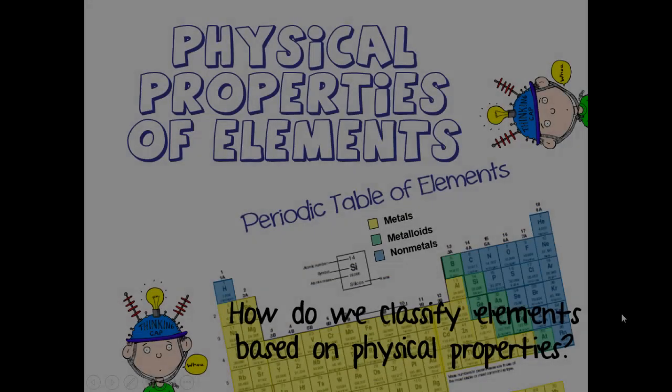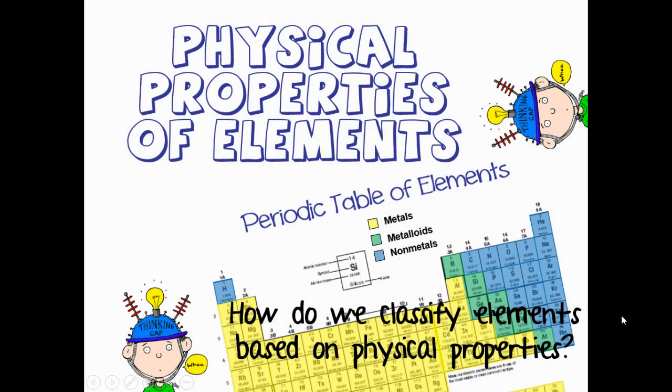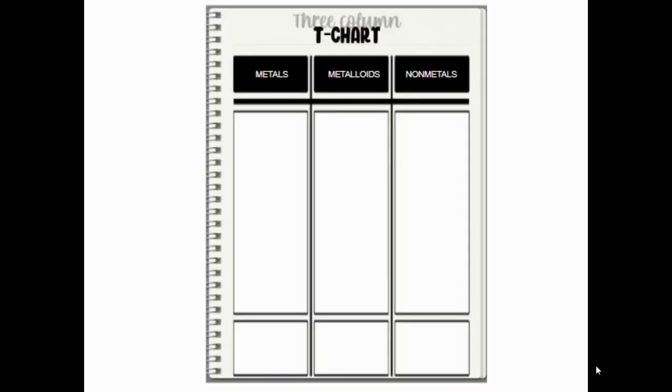Happy Tuesday! We're going to review the physical properties of elements. So we'll be looking at metals, metalloids, and nonmetals, and the physical properties that classify them. At the end of this review, you'll need to pause the video to complete the 3-column T-chart that's located in your digital journal.